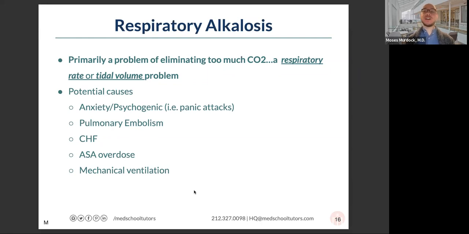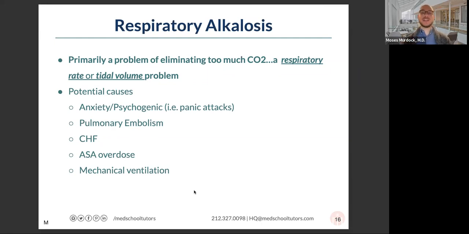You can have a pulmonary embolism, for instance. Folks feel short of breath, there's tachycardia, and there's also tachypnea, which will lead to a respiratory alkalosis. Heart failure, similar reasons. There's some pulmonary edema, folks are breathing fast. There's a common theme here, they're breathing fast.